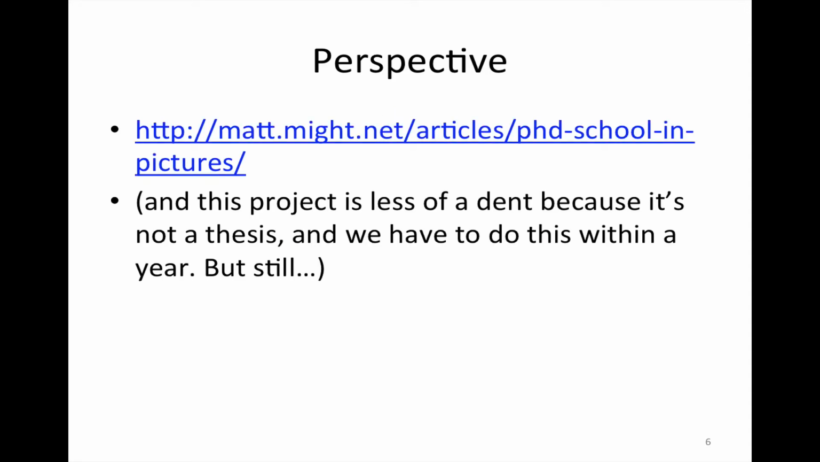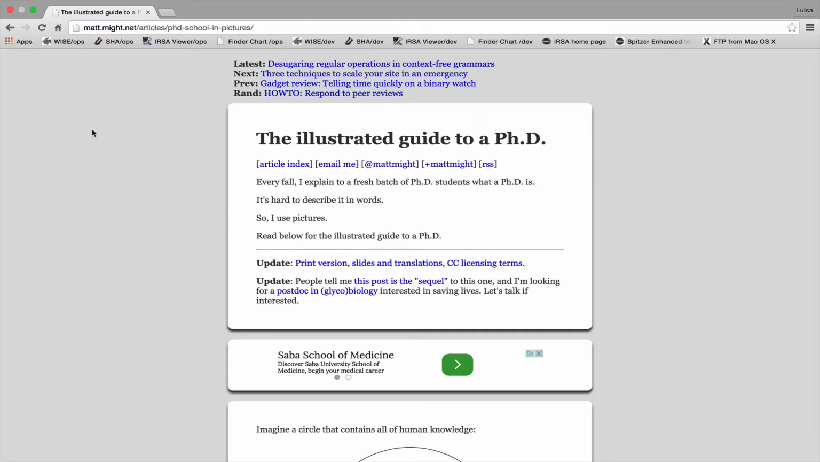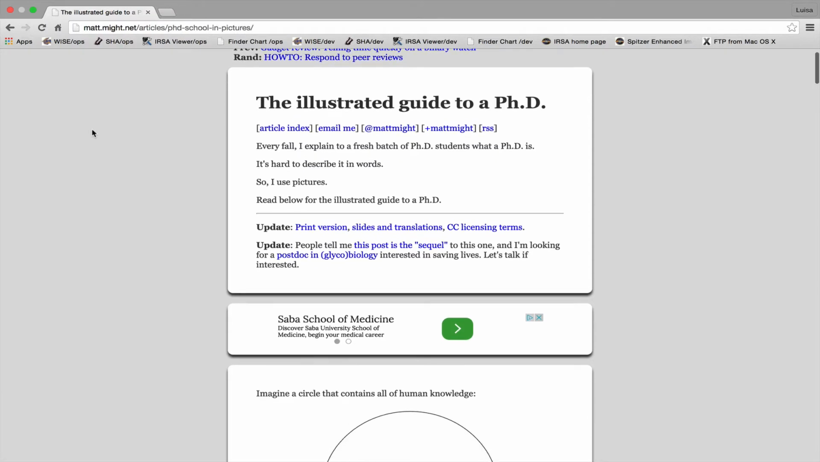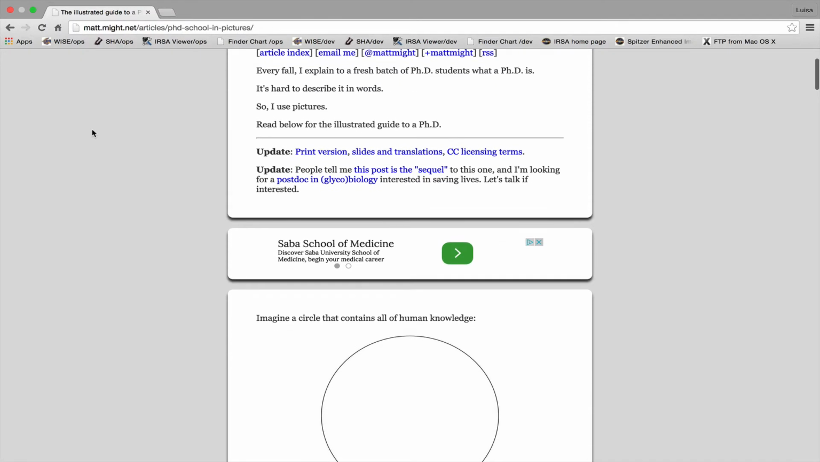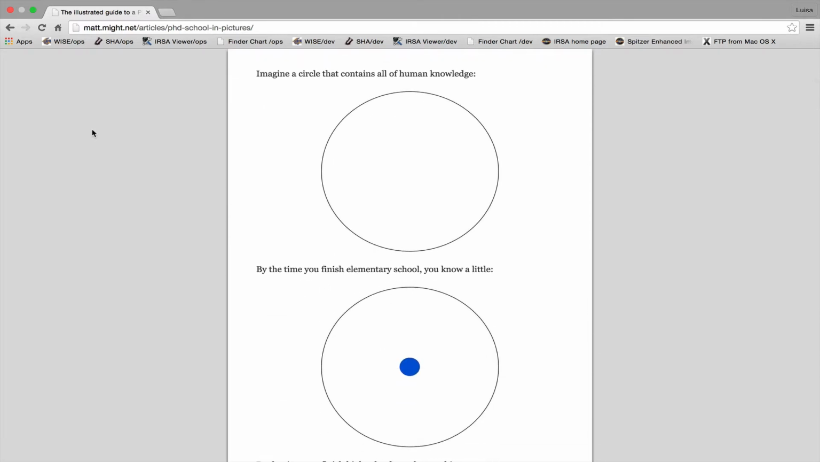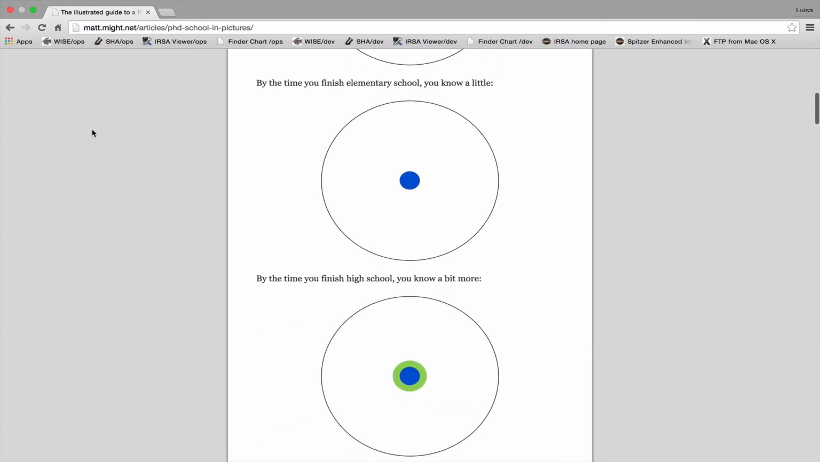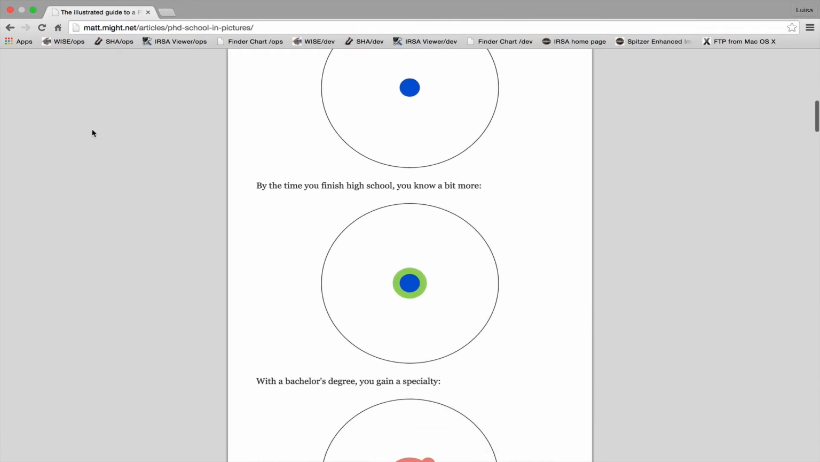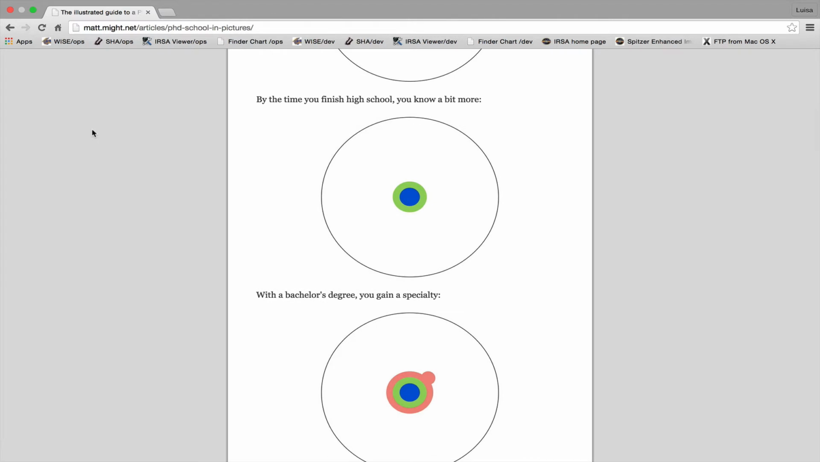But it's also good to keep things in perspective. Here's the page that link points to. It's something called the Illustrated Guide to a PhD. And what it says here is, every fall I explain to a fresh batch of PhD students what a PhD is. It's hard to describe it in words, so I use pictures. Imagine a circle that contains all of human knowledge. By the time you finish elementary school, you know a little. By the time you finish high school, you know a little bit more.